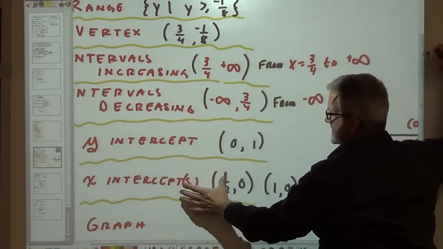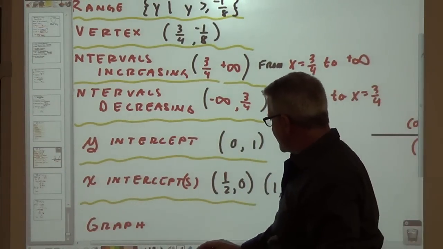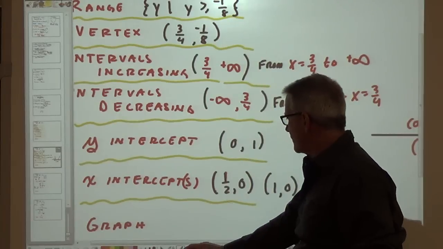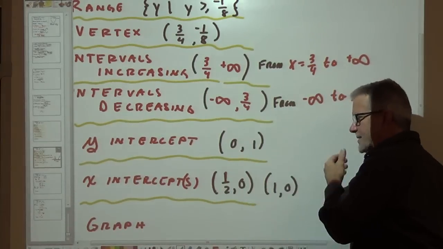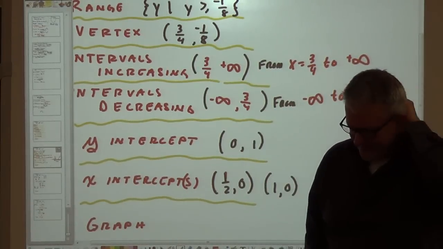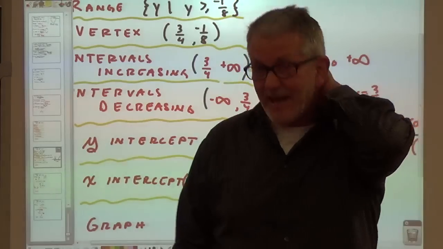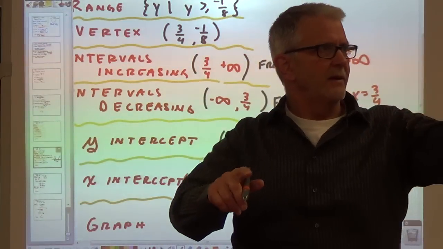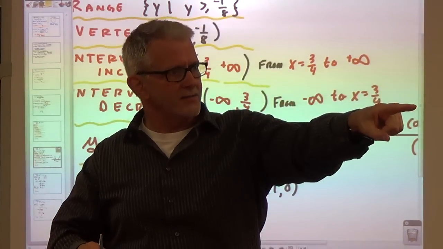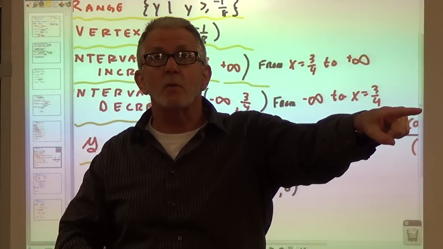And now I have to find the x-intercepts. How did I get those points, (1/2, 0) and (1, 0)? How did I find the x-intercepts? Yes, you're right. You're right, Billy. You use the quadratic formula.